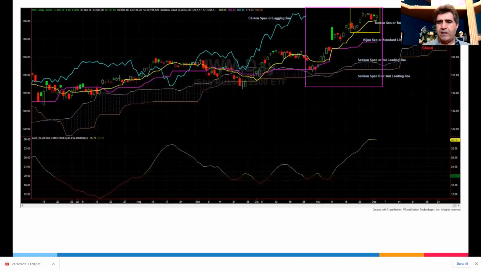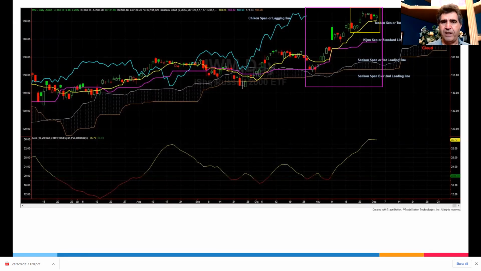Let me start with a chart, which is the IWM, the Russell 2000 ETF. There are basically 5 lines, and I call Ichimoku the past, the present, and the future. There are not many indicators that look at the future. I've talked about things like Fibonacci extensions, which give us some ideas, but something like Ichimoku gives us at least a glimpse of what could happen in the future.